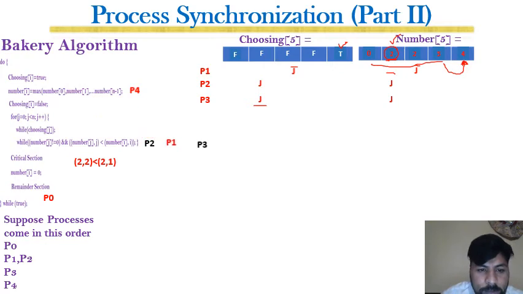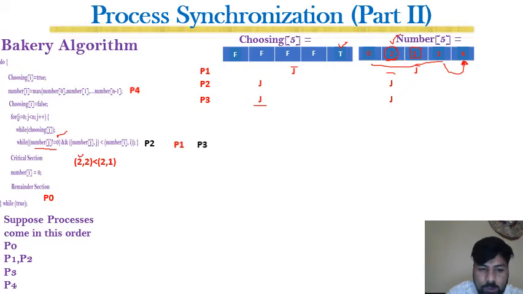Now P1 proceeds here, and P1 checks that number at j is not equal to 0. So for P1, j is here. So number at j is not equal to 0. The condition is true. The first part of the condition is true. Now for the second part, number at j comma j should be less than number at i comma i. Number at j is 2.